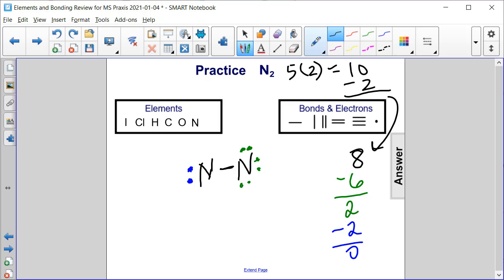So we've got to move and create some multiple bonds. So this is 2, 4. I'm going to move these 2. That'll give me 6. I'm going to move 2 more. That'll give me 8.